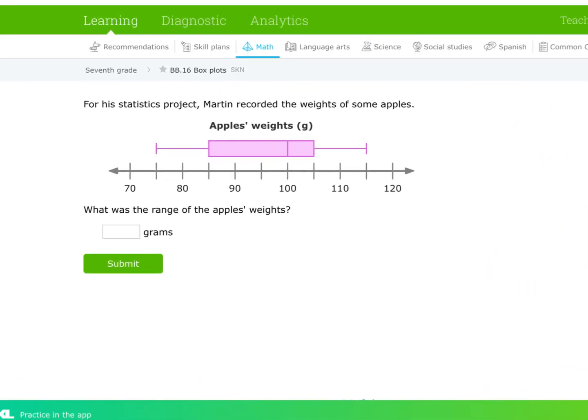What is the range of apples' weights? The range is the max minus the min. So the max looks like it's between 110 and 120. What's a number that's in between 110 and 120? In the chat, please. 115. So we have the max. What's the minimum? It's a number between 70 and 80. Good. 75. So 115 minus 75 tells you the range in all the apple weights.